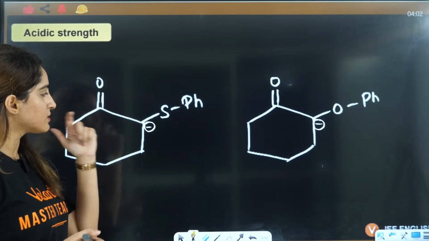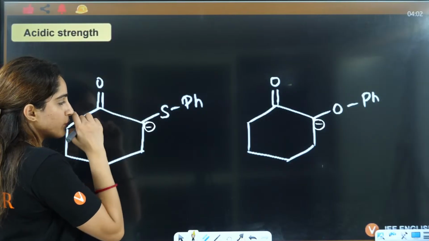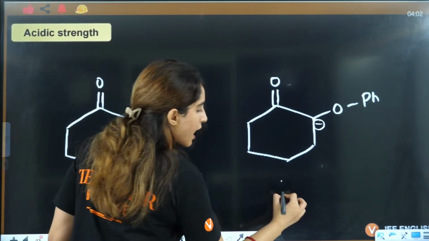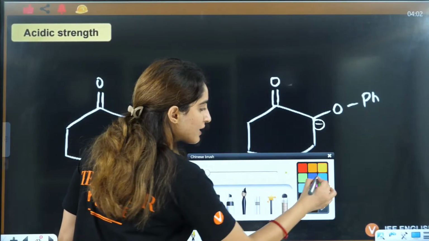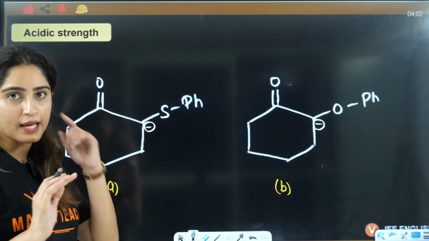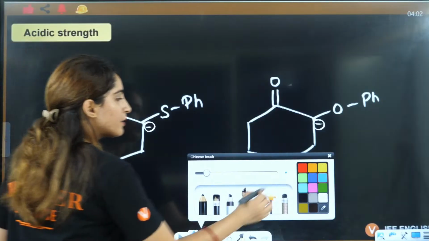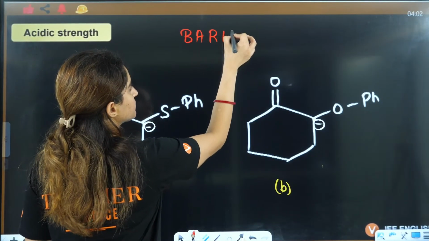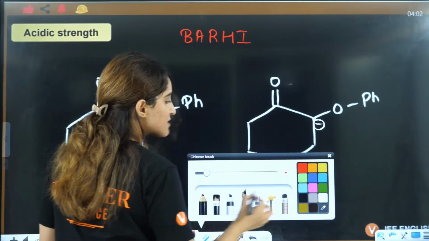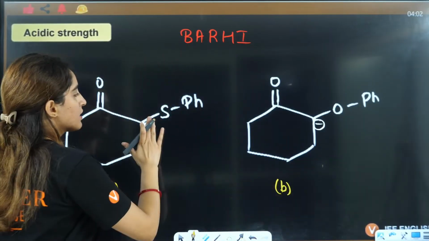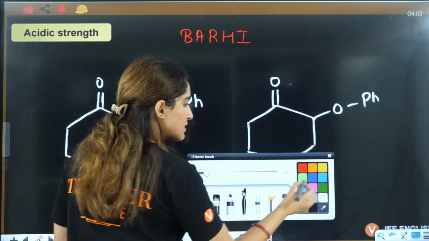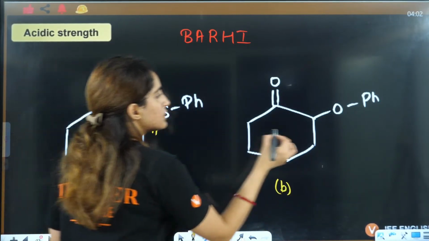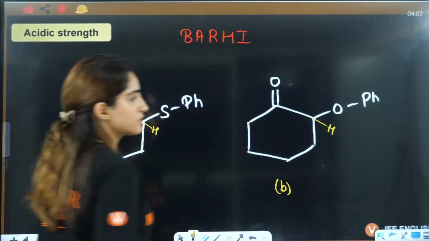Okay, now tell me this thing. You have this negative, you have this. Out of these, which is more stable? This is A and this is B. Now guys, if you see this here, again think about back bonding. You have to tell the acidic strength based on this, right? I'll tell you how exactly. See, this will have a hydrogen, this will have a hydrogen here, right?